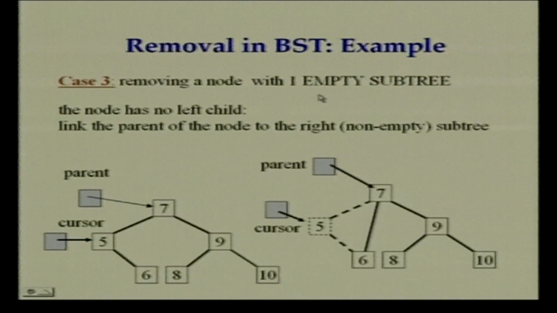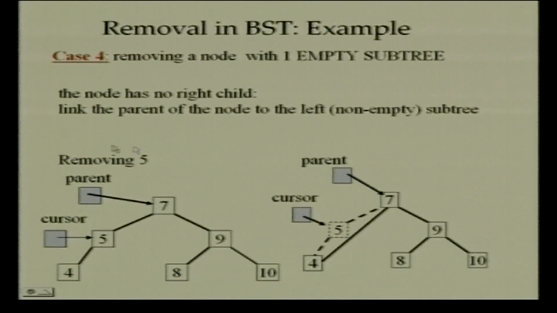Removing a node which has one empty subtree, assuming that you want to remove 5. Now, 5 has no left child. So, what you have to do is link the parent of the node you want to delete, that is 7, to 6. Initially it was like this. Now, 7's left pointer, which was pointing to 5, is going to point to the right child of 5. So, that is what you have, and this is the new tree.